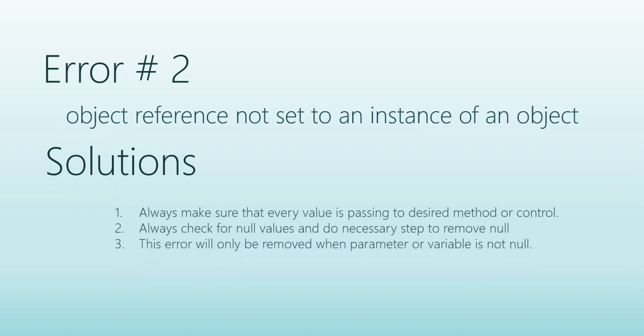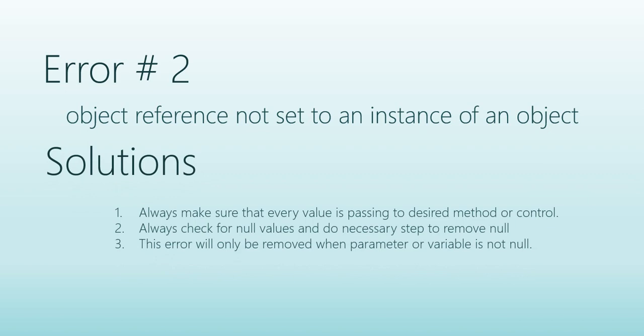So what are the solutions for this error? Always make sure that every value is passed to the desired method or control, and nothing is left null. Always check for null values and take the necessary steps to remove them. This error will only be removed when the parameter or value is not null, when you skip or omit the null values from your passing data or the code. Okay, so let me demonstrate this error practically inside Visual Studio.